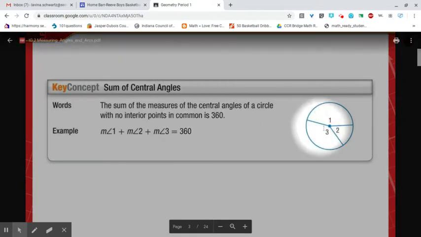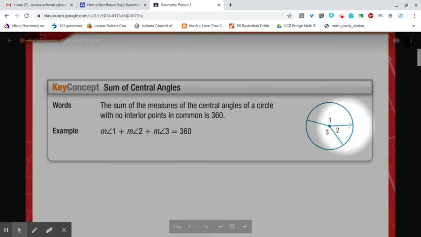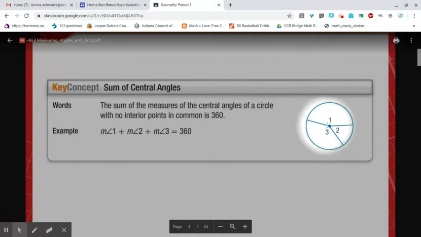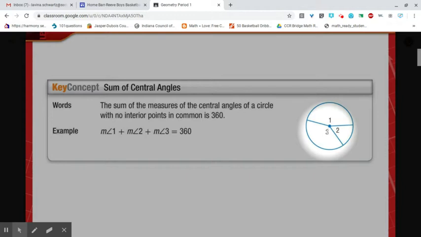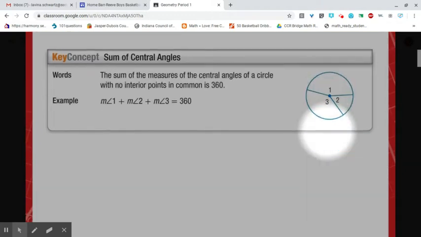So a central angle is one that goes to the center and then it goes out to the circle. So 1 is a central angle, 2 is a central angle, and 3 is a central angle. If you add those all up, they equal 360. That is important to know. The angles of that slice of pie, and that slice of pie all add up to 360.